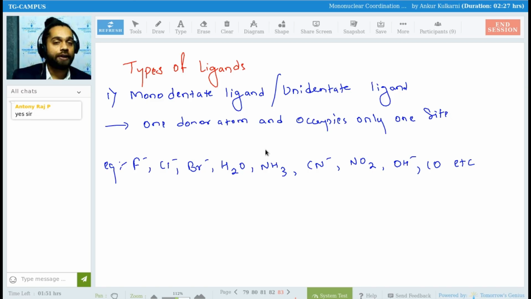Okay, fine. So this is your unidentate or monodentate ligand. Generally, we use the term monodentate. Remember. Monodentate or unidentate.